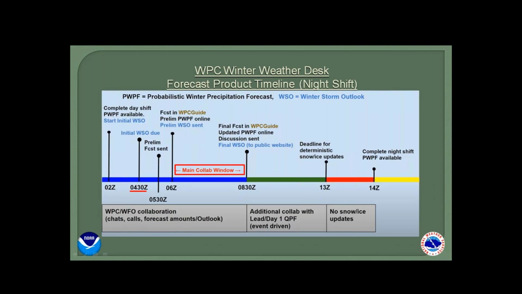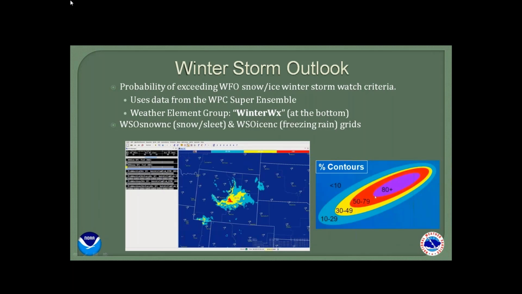So I just want to give a quick overview of the winter storm outlook, which again is based on the legacy Winter Watch Collaborator, but now this is done through AWIPS, and I think it's a lot cleaner. It's the probability of exceeding the local WFO snow or ice winter storm watch criteria. It uses data from their super ensemble, and these grids are available in our winter weather element group at the bottom that Matt was showing in his YouTube video. It's called WSO Snow NC and then WSO Ice NC.